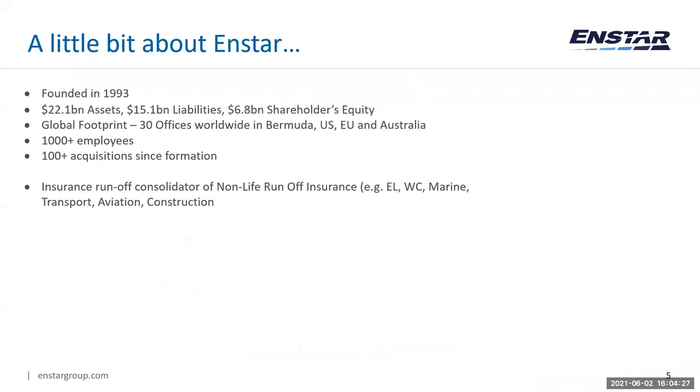So a little bit about Enstar. It was founded in 1993. It has a global footprint of over 30 offices, headquarters in Bermuda, but many offices in the US, EU, and Australia. It has over 1,000 employees and has made 100 acquisitions since its formation.